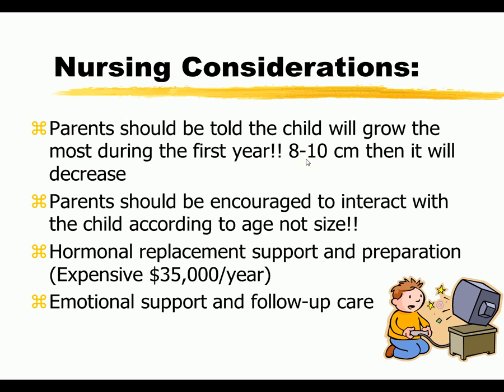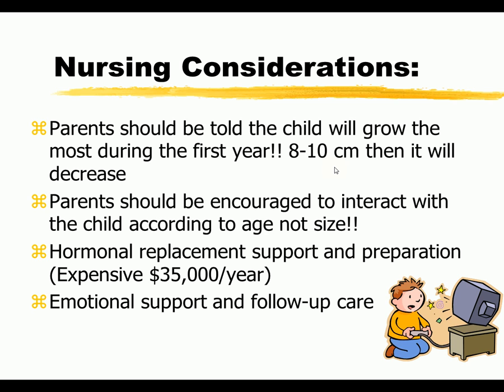Parents should be told that the child will grow the most during the first year, about 8 to 10 centimeters. And then after that, it's going to decrease. If you'll remember, 1 inch equals 2.5 centimeters. So that's about 4 inches total in the first year. Then it's going to dwindle down to about 1 to 2 inches yearly after that.